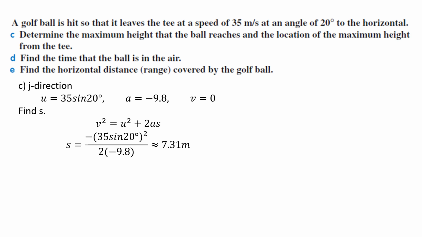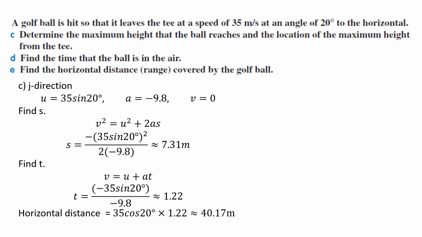And then we can go back to our j direction thinking, and with setting v to 0, u to 35 sine 20, we're able to solve for t. So with v equals u plus at, v minus u divided by a gives us our time. It's roughly 1.22 seconds. And if it's traveling at that constant speed horizontally, it means that it's traveled a horizontal distance of 40.17 meters. So as you can see, the same values as we got before.